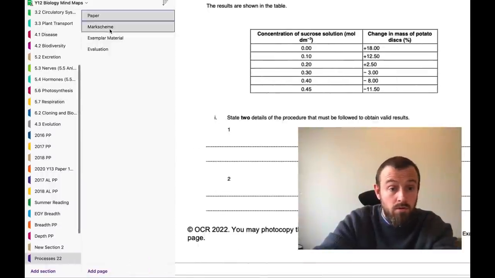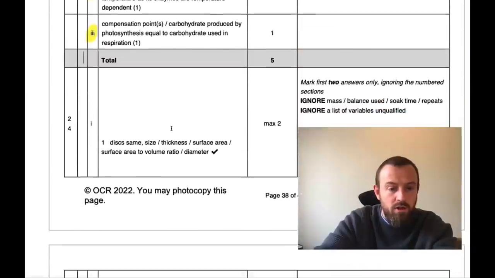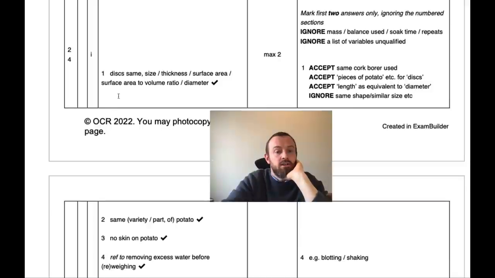There's probably more, and there certainly are. Let's see what other things we could have said. So discs the same size, thickness, surface area.